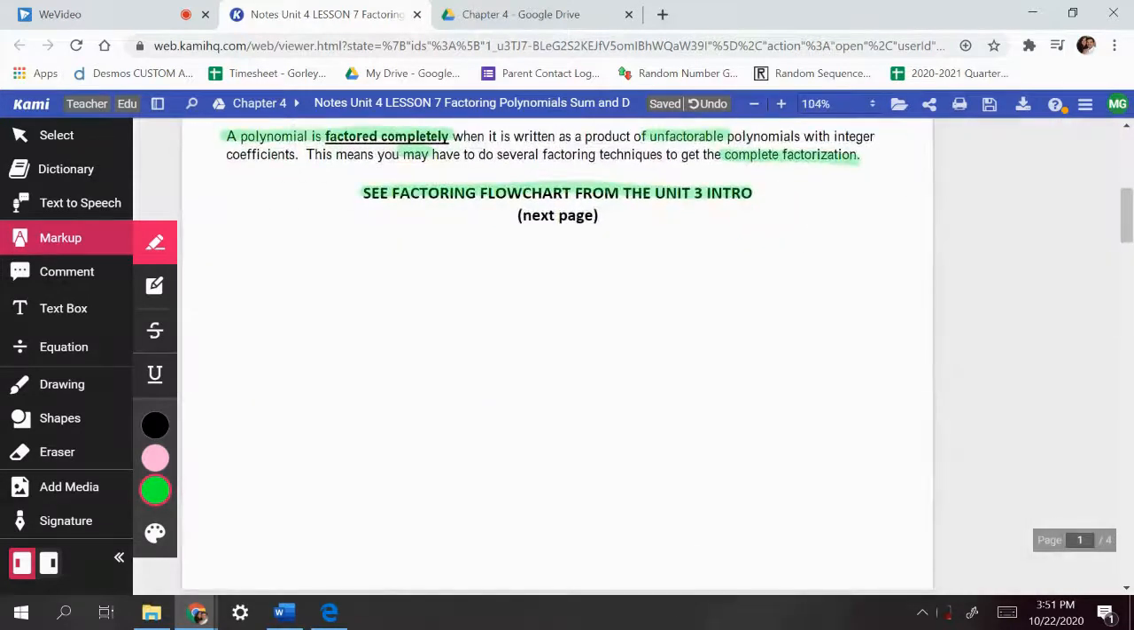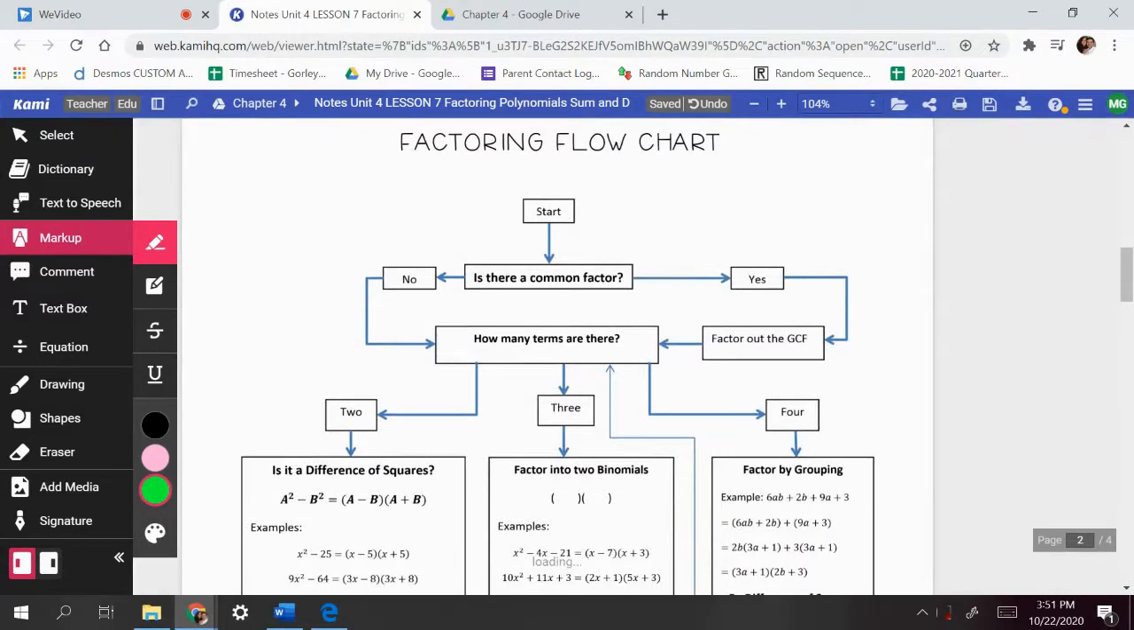So we're going to follow this flow chart. Okay, at my start, we say, is there a common factor, right? If there's a GCF, yes, then I'm going to factor out the GCF. If there's not one, then I move on to the question, how many terms are there? Okay, once we get to the number of terms, you can either have 2 terms, 3 terms, or 4 terms.